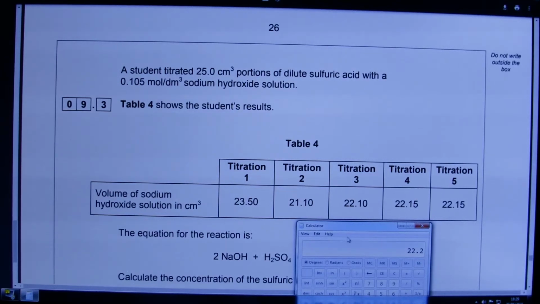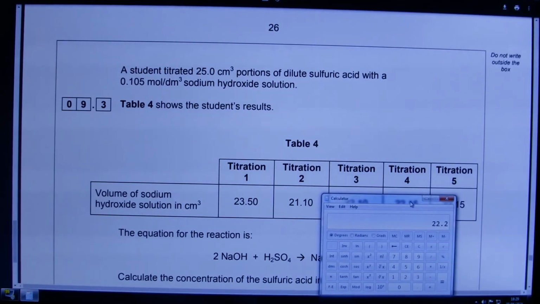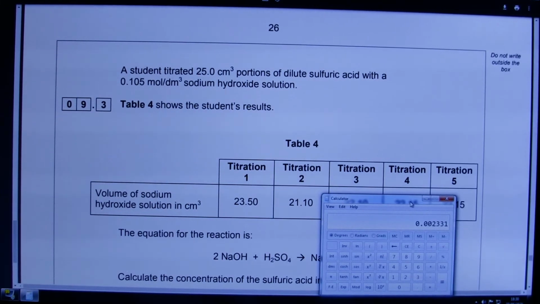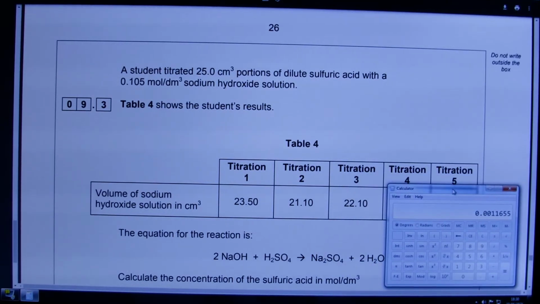cc's. Right, so divide by 1000 to get the number of litres. Multiply by 0.105 to get the number of moles. The average used was 0.002331 moles of sodium hydroxide. Halve it to get the number of moles of hydrogen sulfate that were neutralised, because it takes 2 moles of sodium hydroxide to neutralise 1 mole of hydrogen sulfate. 0.0011655. And then, of course, multiply by 40 to go from 25 cc's to 1 litre. Your answer is 0.04662.